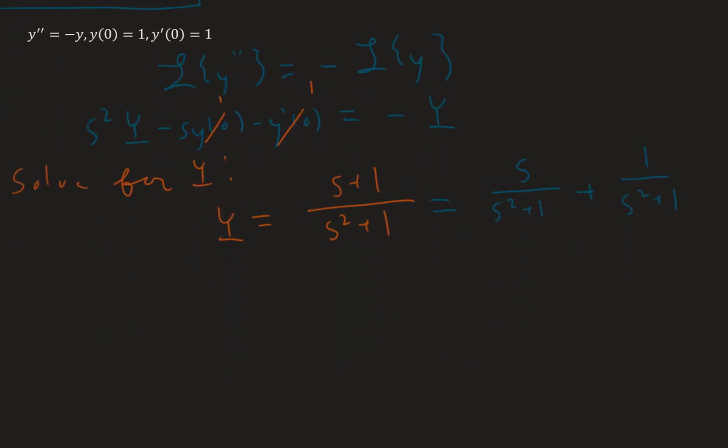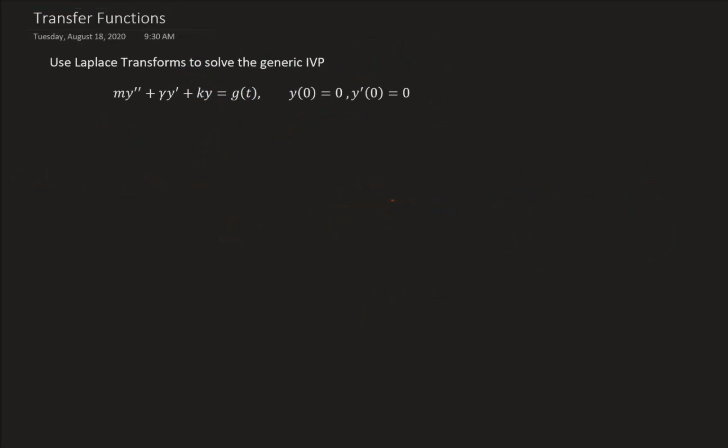And then we can invert the first to get cosine of t and the second to get sine of t, resulting in our solution y of t equals cosine t plus sine t. The process we used in solving the two examples on the previous slide can in theory be applied to any first or second order constant coefficient differential equations, even if they're non-homogeneous.